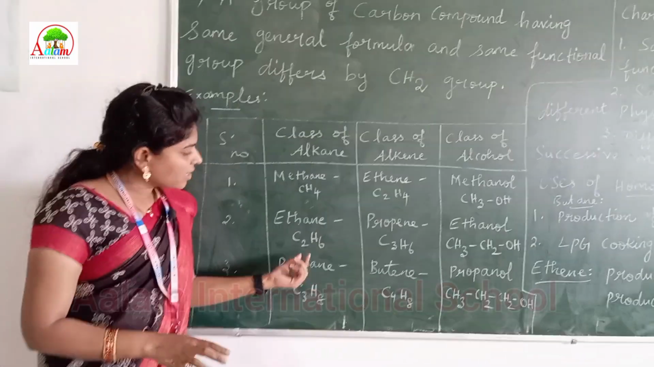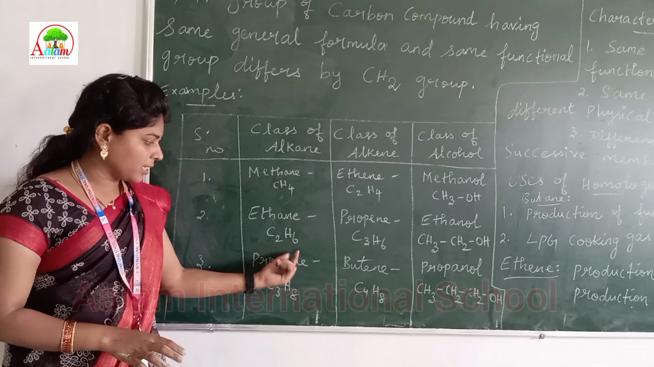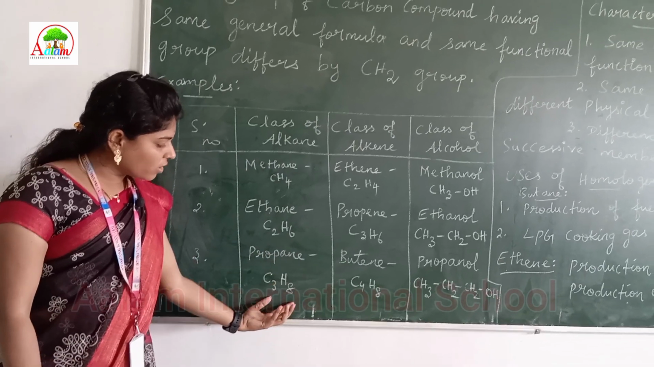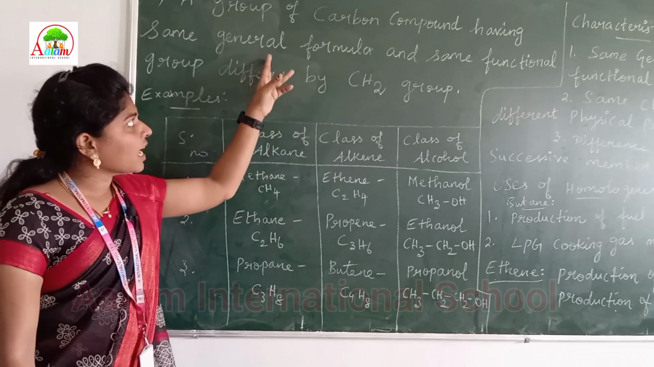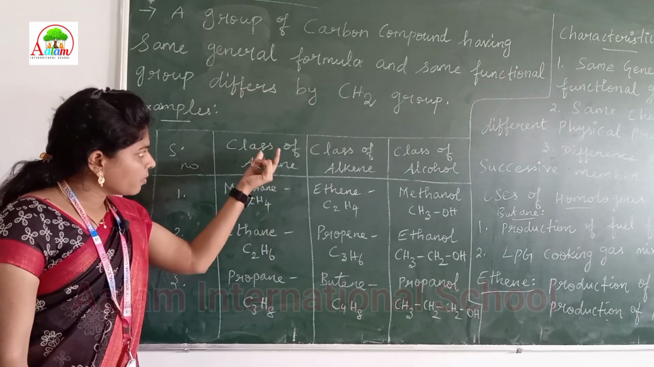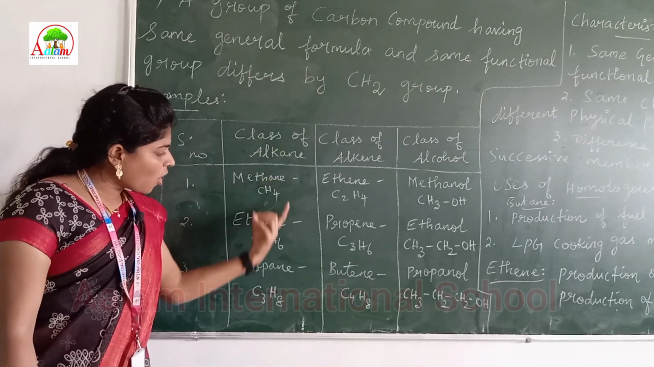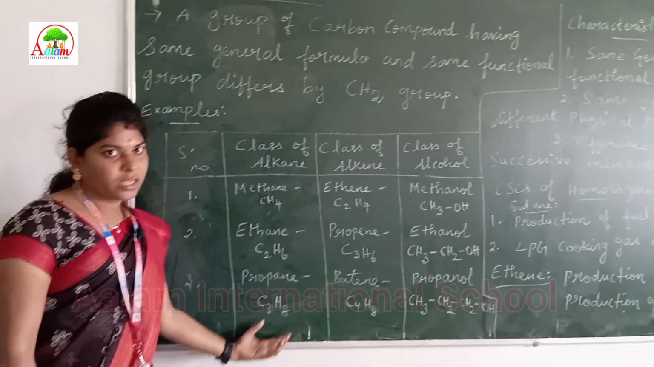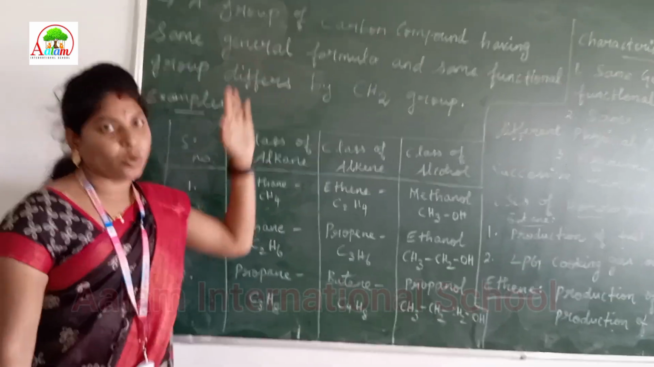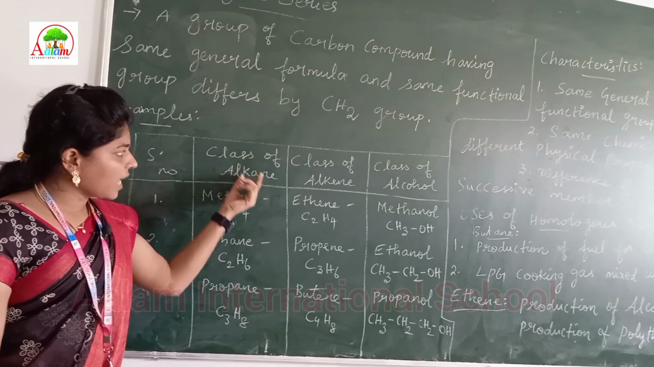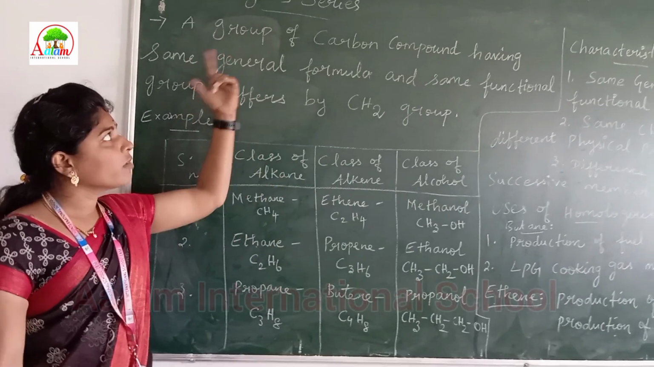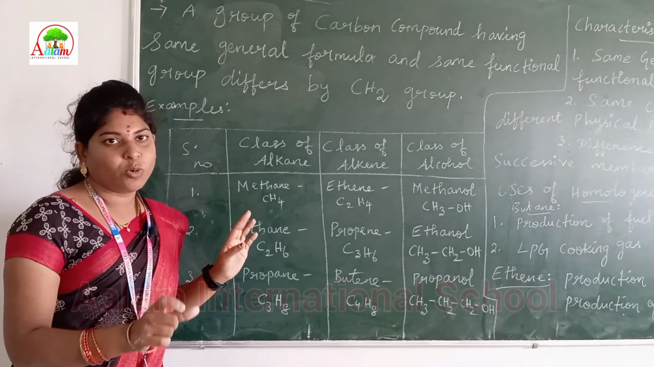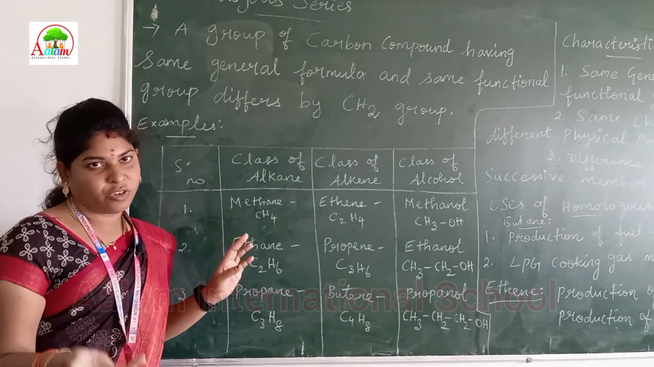Next, ethane has molecular formula C2H6. Next, propane has molecular formula C3H8. So, as the definition says, they have the same general formula, and the organic compounds are derived from the general formula only. That's why it is called a homologous series. Again, same general formula and same functional group. That's why we call it a homologous series. Homo in the sense means it consists of the same features.